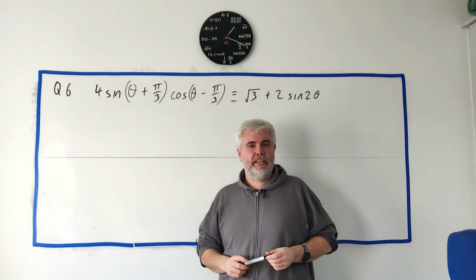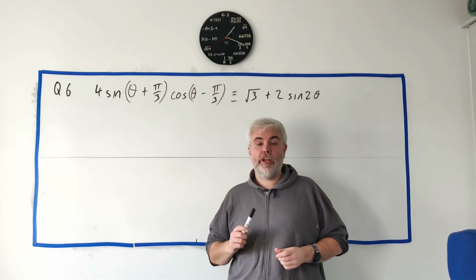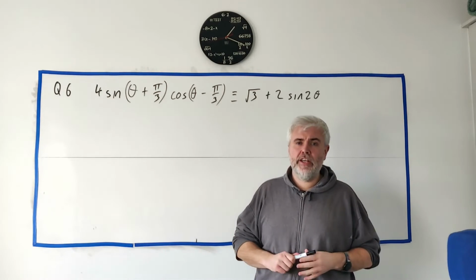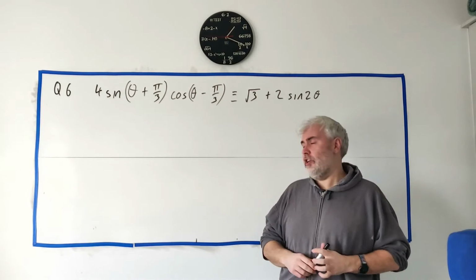This is question 6, and we're going to be dealing with a trigonometric identity. Then we're going to have to solve an equation, and finally we're going to do some integration.